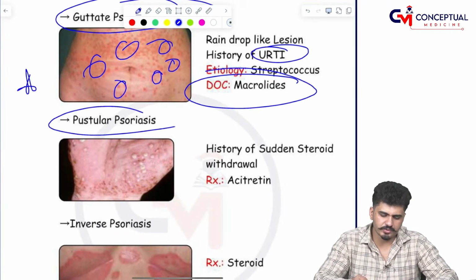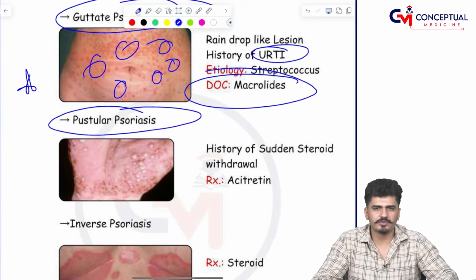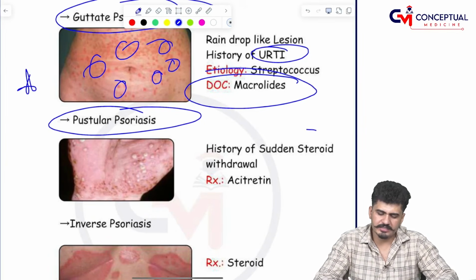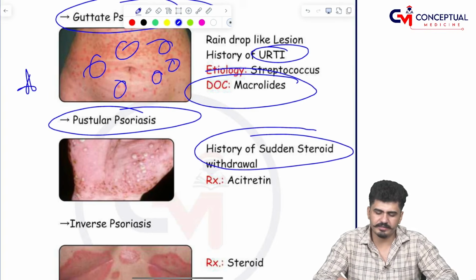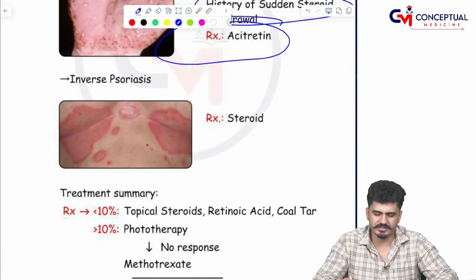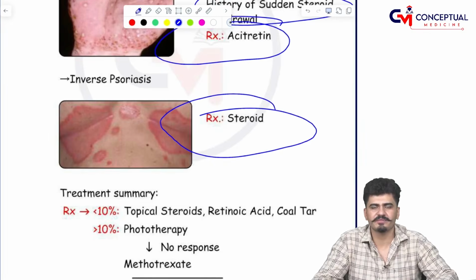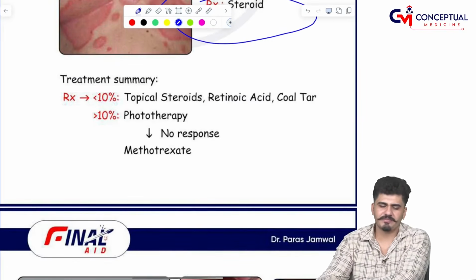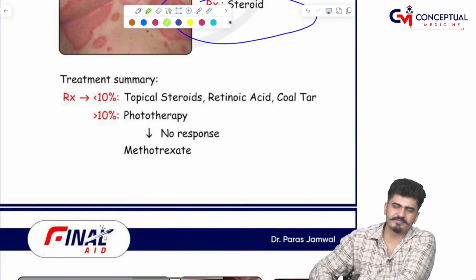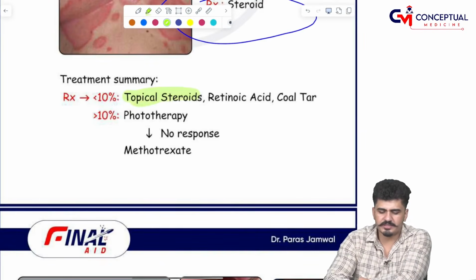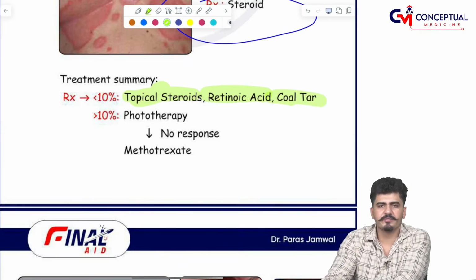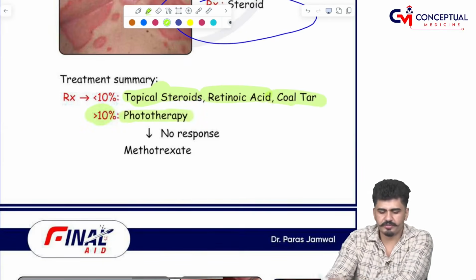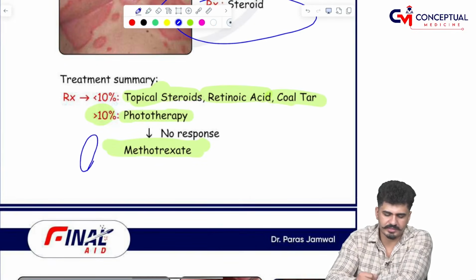Then coming to pustular psoriasis. The pustules are there and there is a history of sudden withdrawal of steroid. And here treatment is acitretin. Inverse psoriasis, again treatment is steroid. These are different types of psoriasis and the treatments we have mentioned. Treatment summary: if less than 10% of the body surface area is involved, we give topical steroid, retinoic acid, coal tar. More than 10%, we give phototherapy. If no response to phototherapy, the last drug is methotrexate.